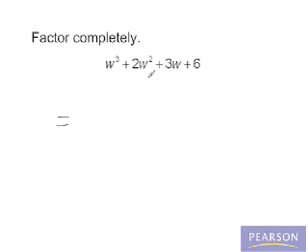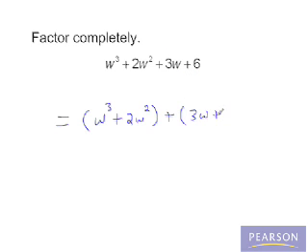So we see that the first two terms share a common factor of w squared, and the last two terms share a common factor of positive 3. So we'll go ahead and group the first two terms together, w cubed plus 2w squared, and we will also group the last two terms together, positive 3w and a positive 6.